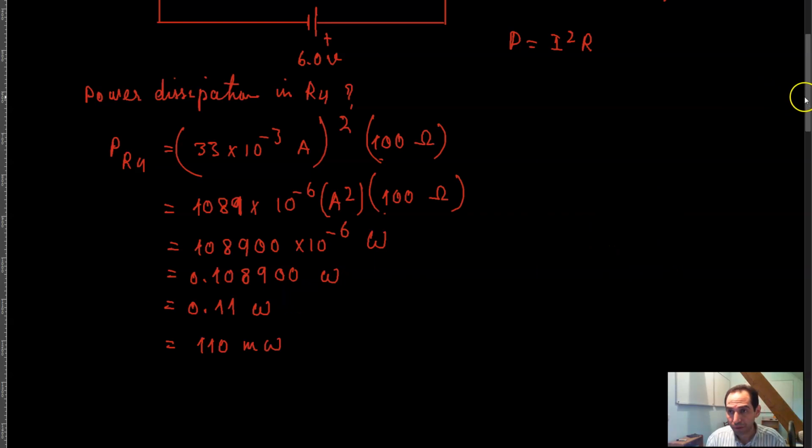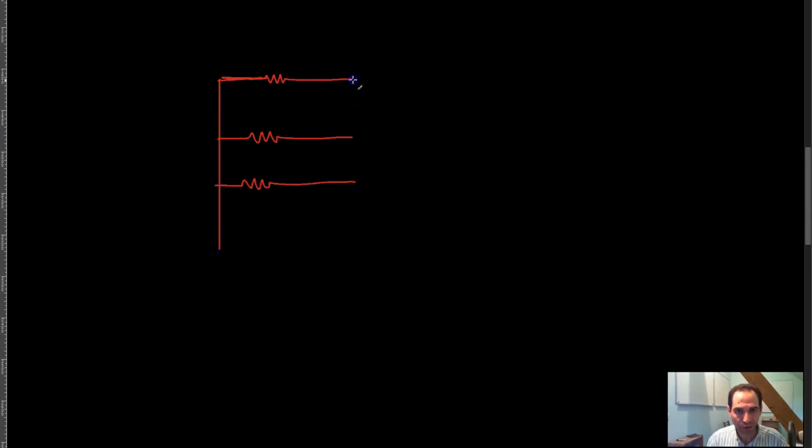Now another problem related to power in parallel resistors is that, let's say that, for example, you have 3 resistors in parallel as follows. So suppose that you have a resistor over here, and a resistor over here, and a resistor over here. And so these are all connected in parallel, connected to a power supply.